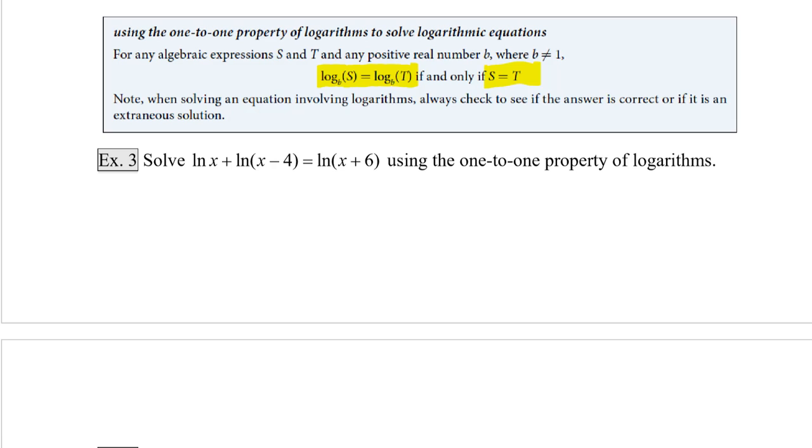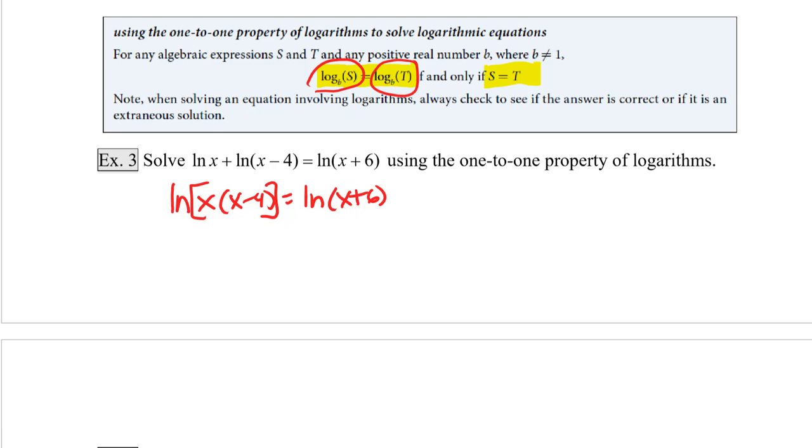Now keep in mind the one-to-one property says that you have to have a single log on the left and a single log on the right. Well, I have two separate logarithms on the left being added together. So I'm going to have to use my properties of logs to combine them into one log. Because they're being added, this is the same as the natural log of x times x minus 4, and that equals the natural log of x plus 6.